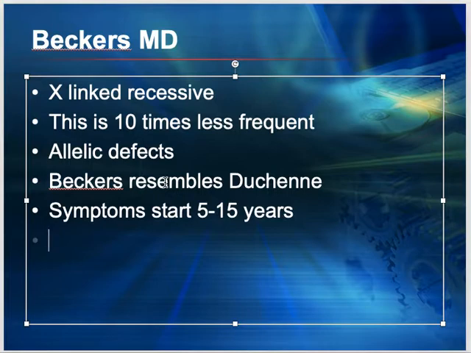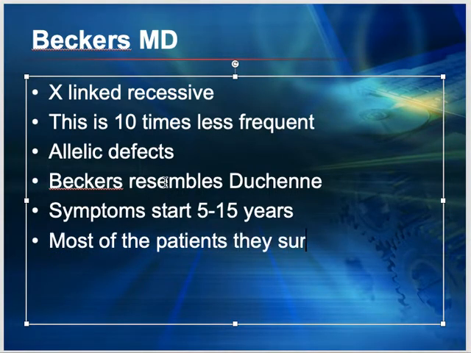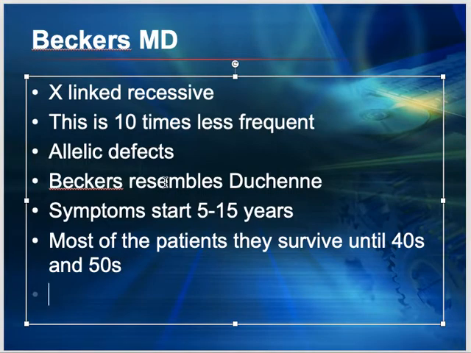So simply at the time when the Duchenne people are bedridden, you will find these people walking around. Typically speaking, Duchenne's, by 12 years of age, they will be bedbound or wheelchair bound. So Becker's, you will find them moving around. And most of the patients survive until their 40s and 50s. So they have a longer life span.